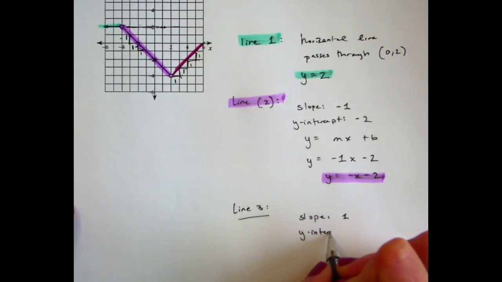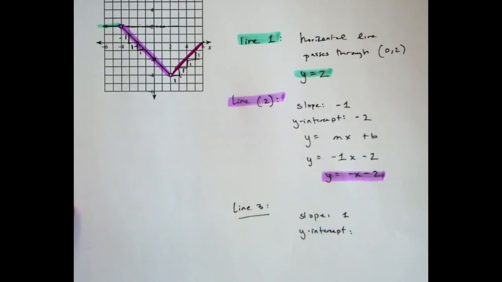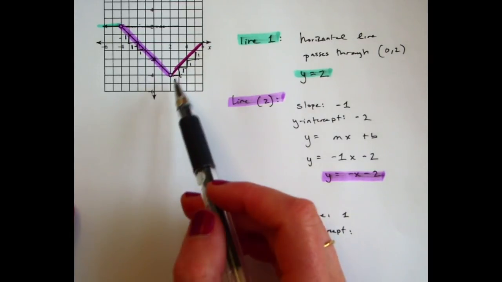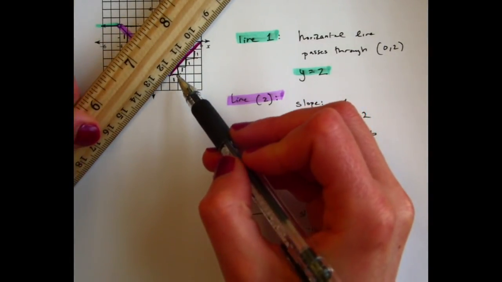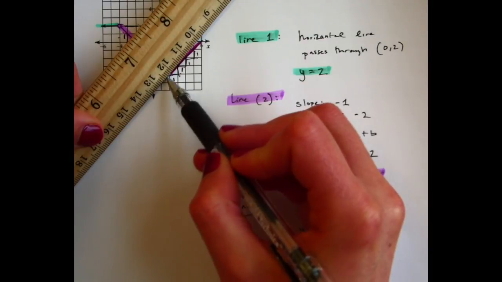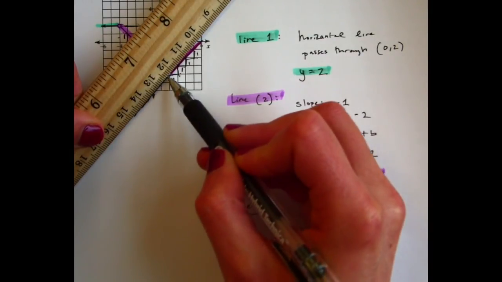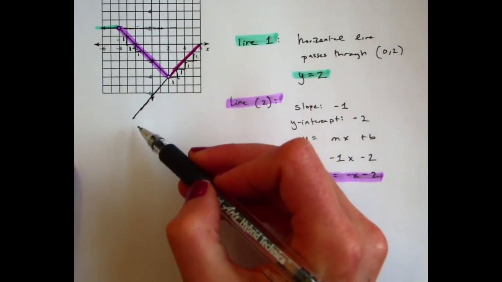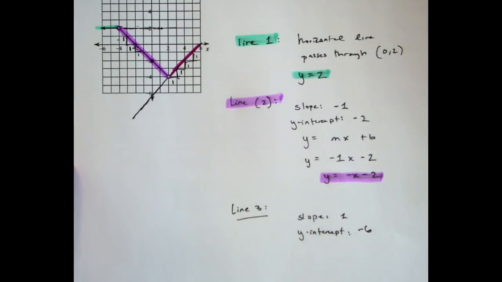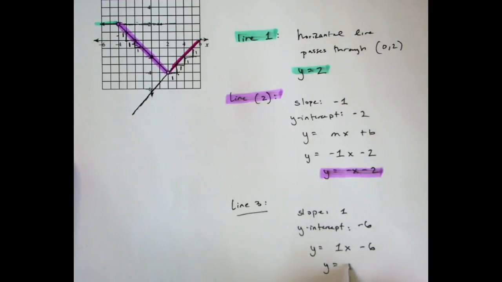And the y-intercept is not clear, but if you take a ruler or use your eyes, you could see that if you were to extend this function so that it had a y-intercept, that y-intercept would be at negative 6. So if this function went beyond its current domain, the y-intercept would be negative 6. The equation for that is y equals 1x minus 6, otherwise known as y equals x minus 6. And that is the equation for our third line.